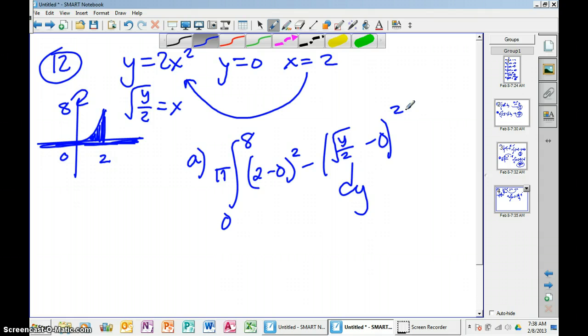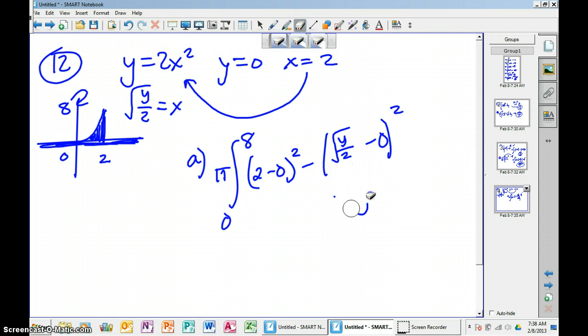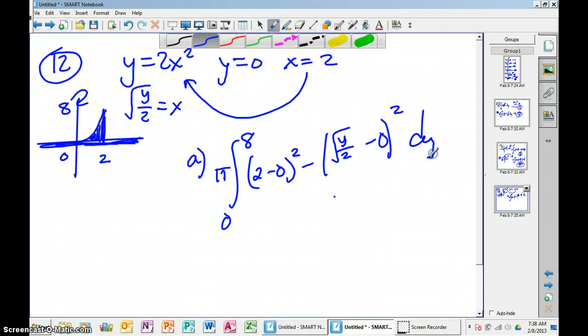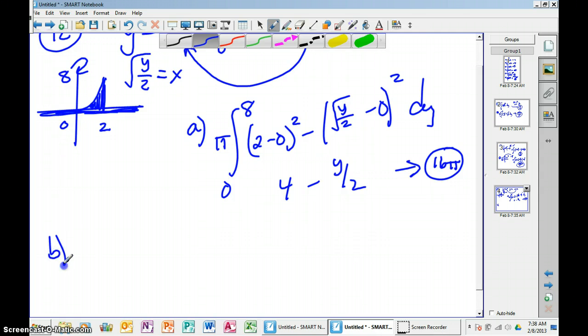And that's all dy. So what's going to happen, oh, I tried to erase that and put it over here. All right, so then this setup is just 4 minus y over 2 after the smoke clears. That answer you get should be 16 pi. Now, that's part A.